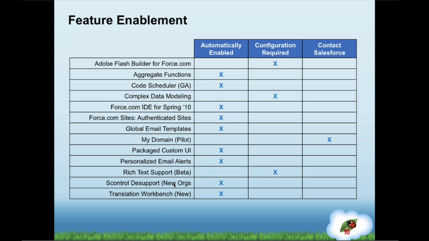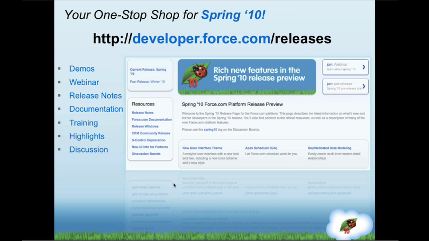So this is a high-level slide which discusses the feature enablement. We mentioned a few things such as My Domain being pilot, rich text support being beta. This presentation is going to be made available to you, so don't worry about having to write these down. You can find all this information on developer.force.com/releases.